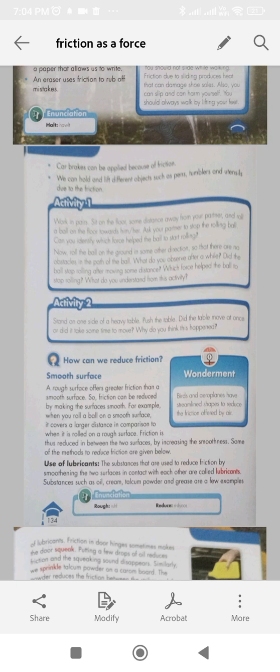Some of the methods to reduce friction are given below. Use of lubricants. The substances that are used to reduce friction by smoothing the two surfaces in contact with each other are called lubricants. Substances such as oil, cream, talcum powder, and grease are a few examples of lubricants.